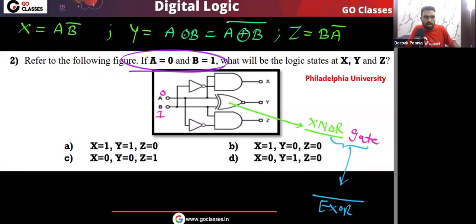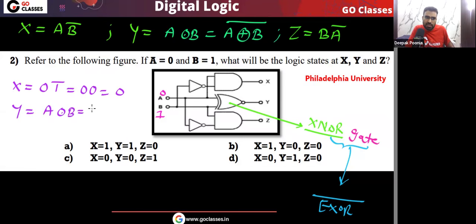Now you can easily solve with A equal to 0, B equal to 1. Because A is 0 and B is 1, X will be 0 AND 0, that will be 0. What will be Y? That is A XNOR B. Here you can see 0 XNOR 1, that will be 0. We already know XNOR is 1 when A comma B are both the same. Next you can see Z equals B A bar. B is 1 and A is 0, so that will be 1 AND 1, and that will be 1. Very simple. So here the answer will be 0, 0, 1. The answer will be option C. Very simple.